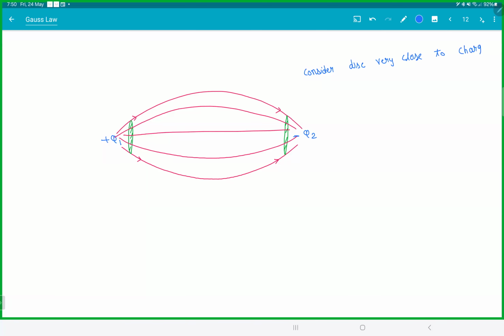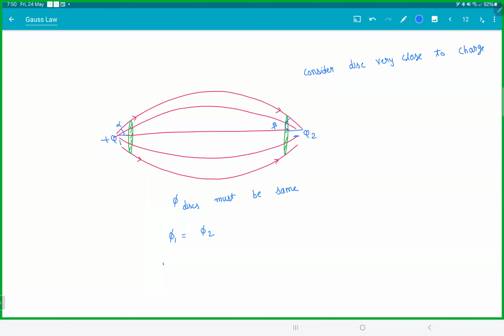Because the flux is independent of the distance. So for this disk the angle is alpha, and for this last disk this angle is beta. So the flux should be same. Flux through the disks must be same since the number of lines is same. That's the first thing we should learn: the number of lines is same. We keep playing with that only. Therefore, flux 1 should be equal to flux 2.